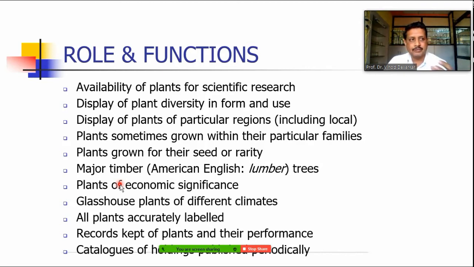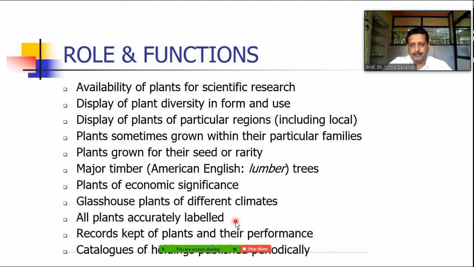So plants of various aesthetic and economic significance can be studied there. Greenhouse plants of different climates can also be planted in larger botanical gardens, just like Kew, where you can find all types of plants from all over the world, distributed and planted there for the purpose of study. Most of the time, it is a necessity of a botanical garden that all the plants must be accurately labeled, because the botanical name, vernacular name, and short uses may also be there on the nameplates. So it must be accurately labeled.